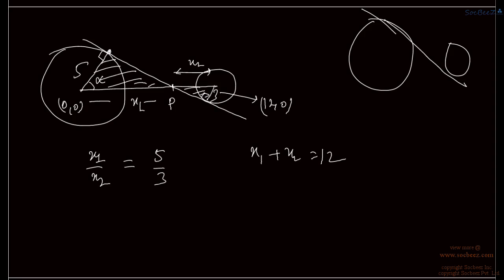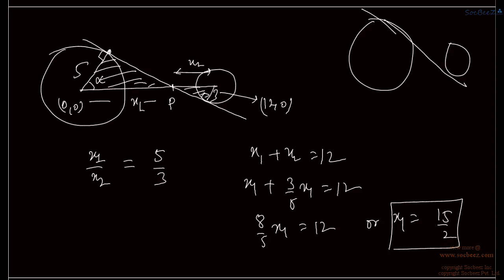And as well as x1 plus x2 is equal to 12, since the distance between these centers is 12. So substituting the value of x2 here, x2 can be written as 3 by 5 x1, so 3 by 5 x1 plus x1 is equal to 12, or 8 by 5 x1 is equal to 12, or we have x1 as 15 by 2, right? So now from here cos alpha is 5 by 15 by 2, which is equal to 2 by 3.